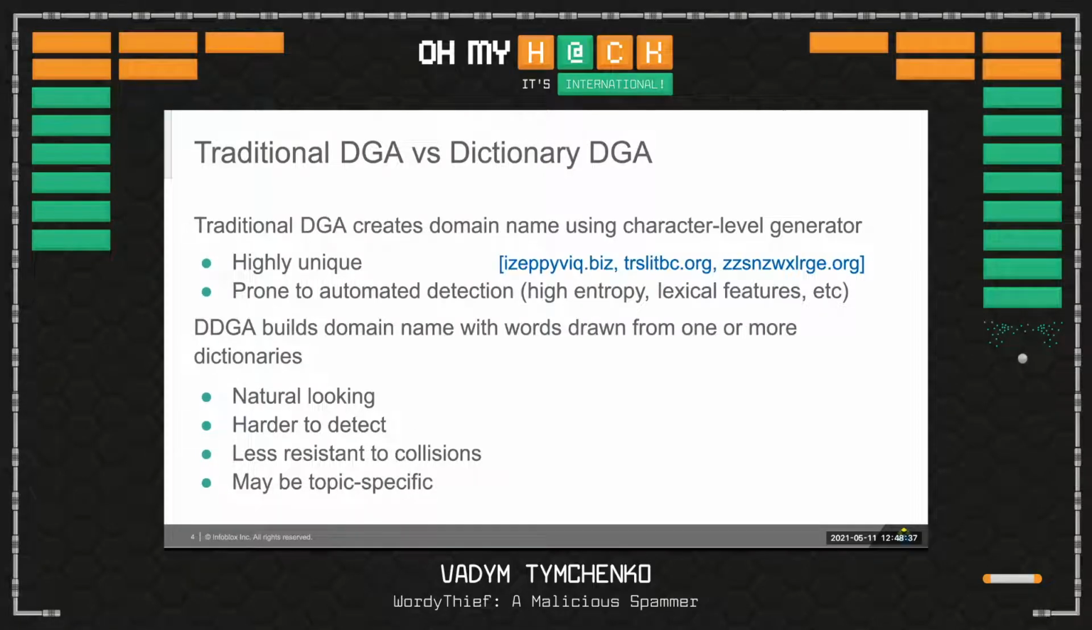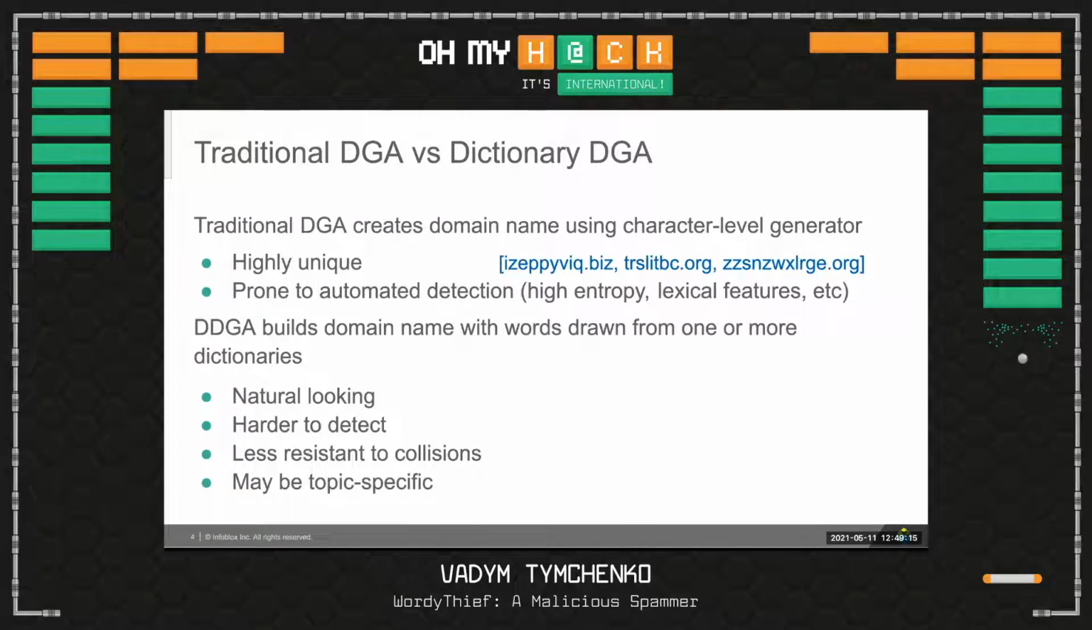So what is the difference between traditional DGAs and dictionary DGAs? Traditional DGAs create domain names using a character-level generator. They are highly unique, and on the other side, they are very vulnerable to automated detection techniques. Typically, these domains have very distinct features such as high entropy, and lexical features that make them easy to identify. For example, the ratio of vowels to consonants, the number of digits inside of domain names, and so on.